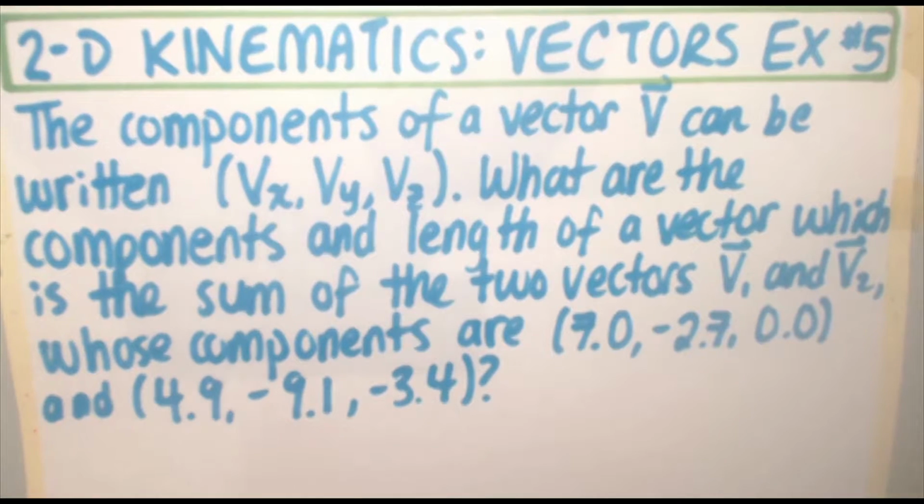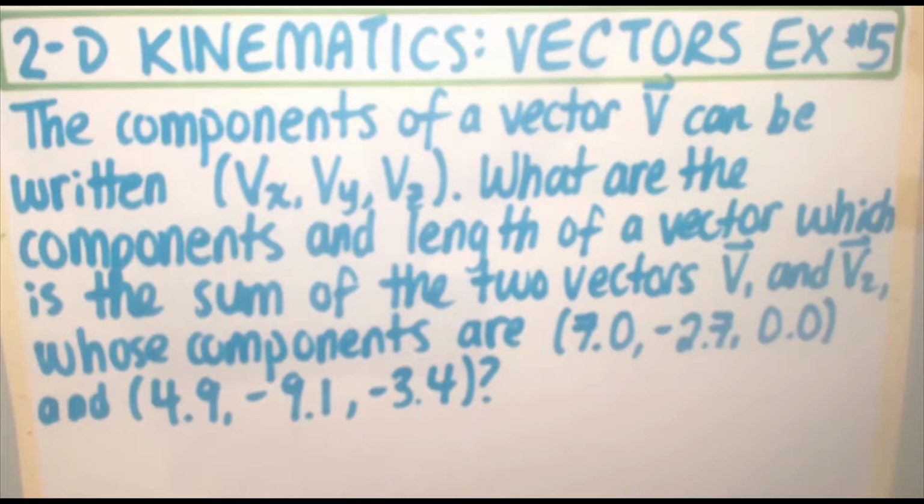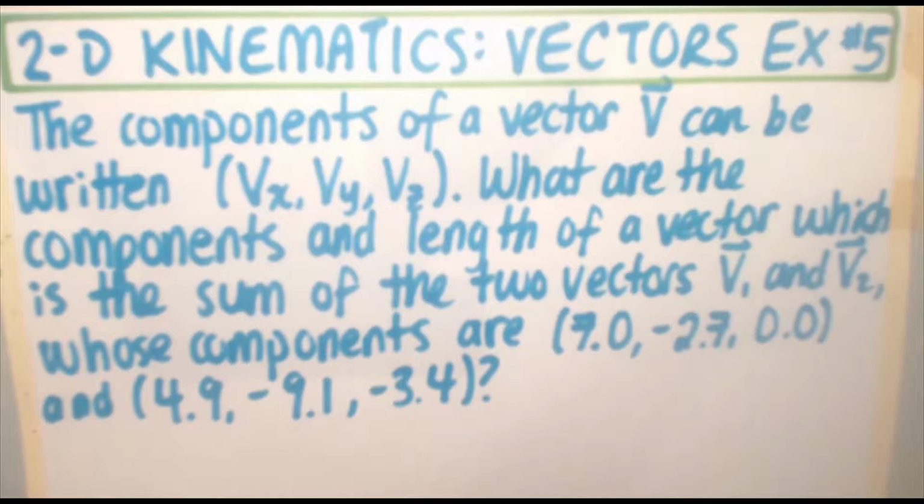Everybody! Let's take a look at another two-dimensional kinematics vectors problem. Example 5. The components of a vector v can be written vx, vy, vz. What are the components and length of a vector which is the sum of the two vectors v1 and v2 whose components are 7.0, minus 2.7, 0.0 and 4.9, negative 9.1, negative 3.4.